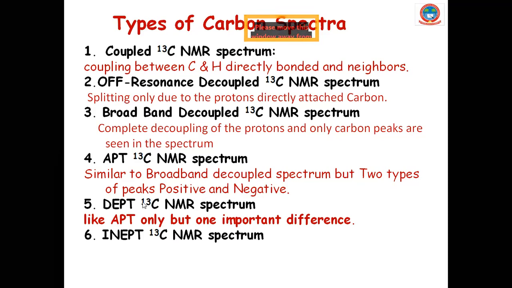And the next type is DEPT carbon 13, distortionless enhancement by polarization transfer. It's a type of technique or experiment we perform in the carbon 13 spectrum instrument. It is similar to APT, but with one important difference about the quaternary carbon: that peak will not appear in the DEPT technique. And another is the INEPT carbon 13 NMR spectrum. This is also more or less similar to APT and DEPT, but with a small change, right?